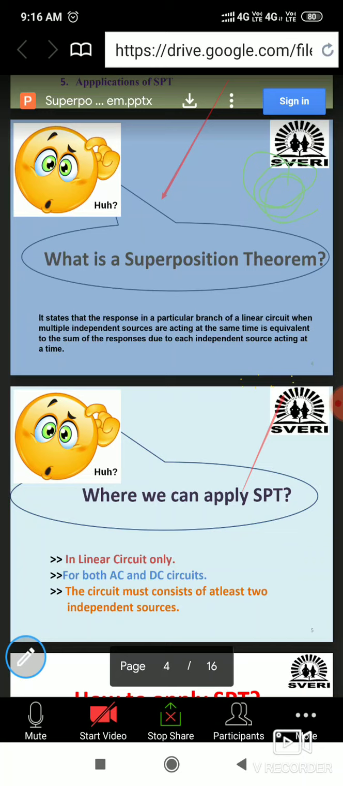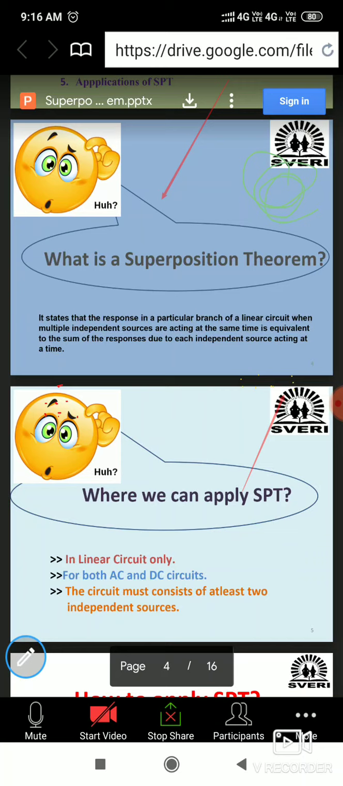So the condition to apply the superposition theorem is that the circuit should consist of a minimum of two independent sources. Then and only then can we apply the superposition theorem. So here multiple means two or more than that. So the response in any branch, meaning the response across any element when multiple independent sources are acting at the same time, is equivalent to the sum of responses due to each independent source acting at a time.